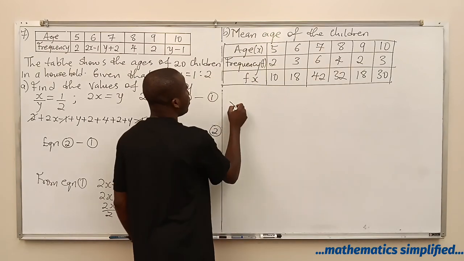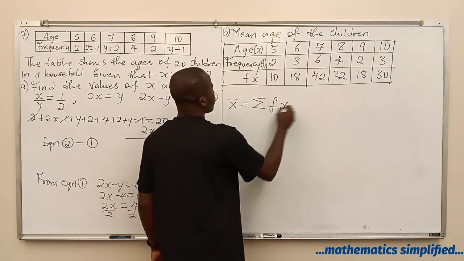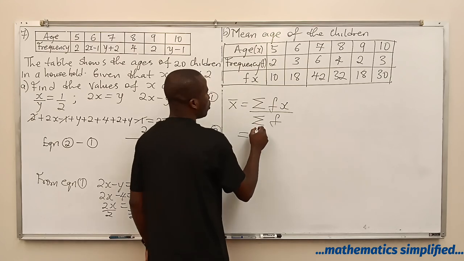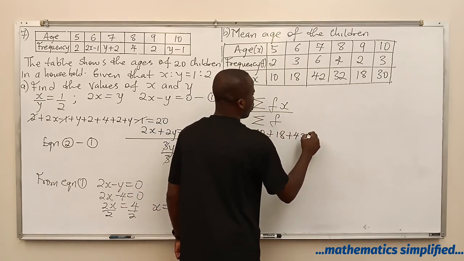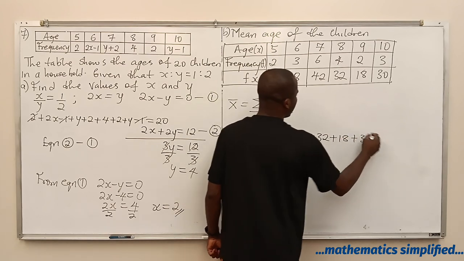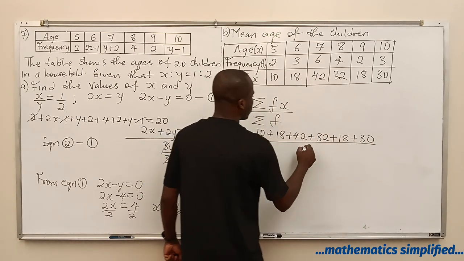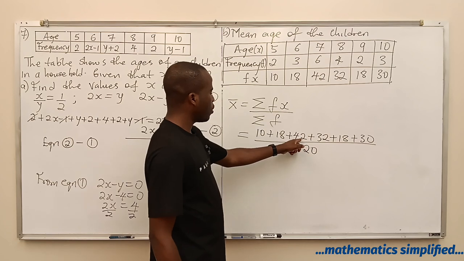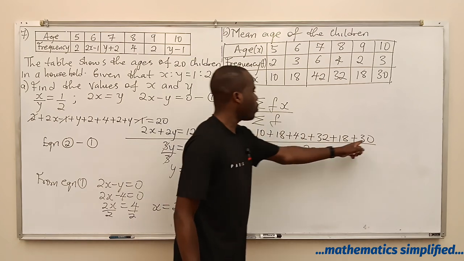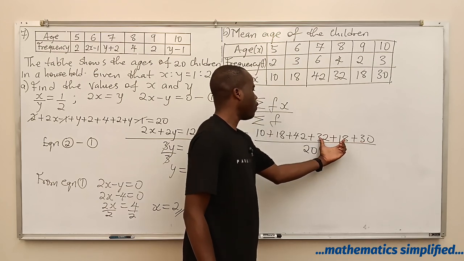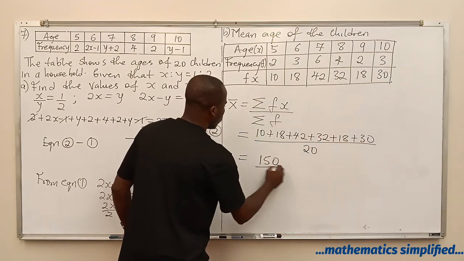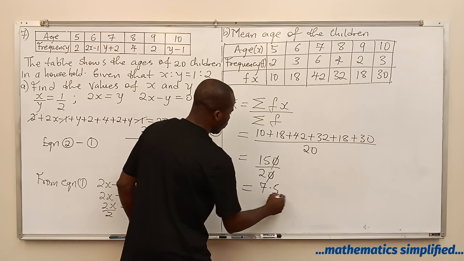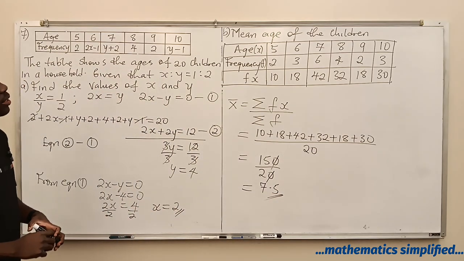So we know that the mean is summation of fx over summation of f. Summation of fx will be the sum of this, which is 10 plus 18 plus 42 plus 32 plus 18 plus 30 over the total number, which is 20. We can easily add this up. 18 plus 42 is 60, plus 10 is 70, plus 30 is 100, plus 50 is 150. So we have 150 over 20. 0 can cancel 0. 15 divided by 2 is 7.5. So the mean age is 7.5 years.